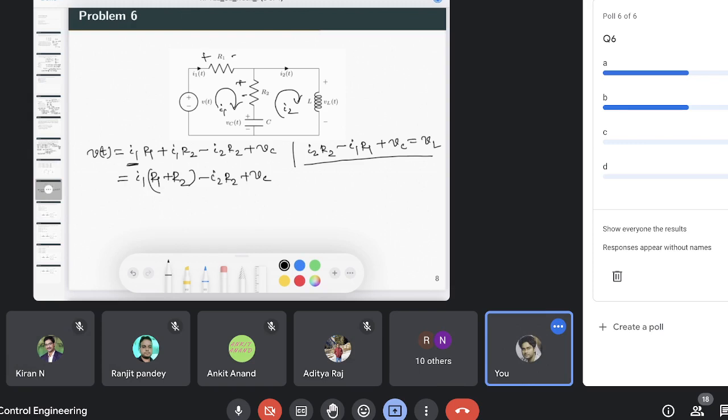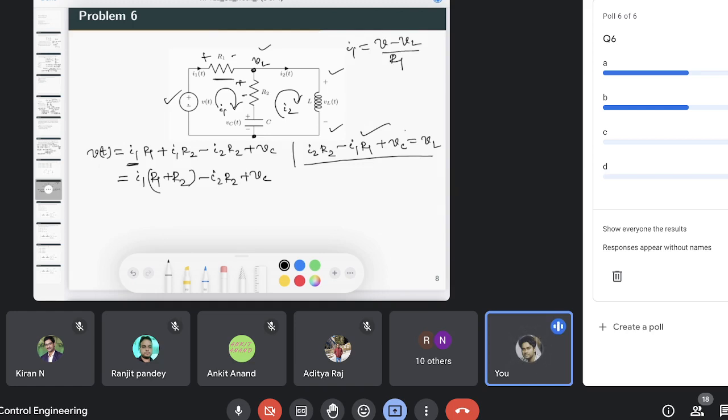One way to eliminate I1 is to find a relation between I1 and the other variables from the second equation. Or, if you know basic circuit theory, you know that this voltage is the same as this voltage at this point. This voltage is just VL, so this voltage will also be VL. Then this current will be this Vt minus this VL, divided by this resistor only. So this I1 will be (Vt minus VL) by R1.